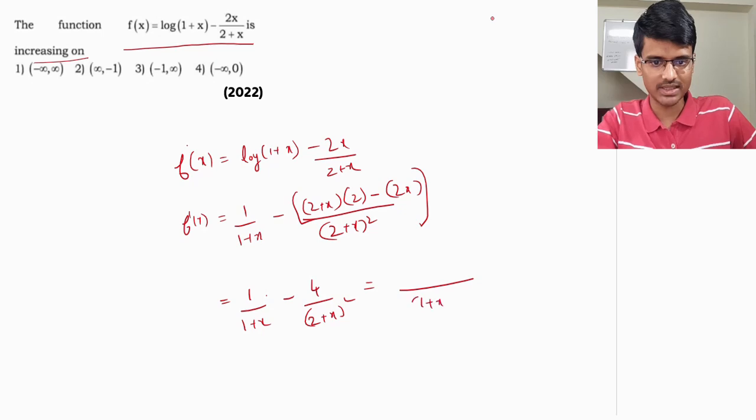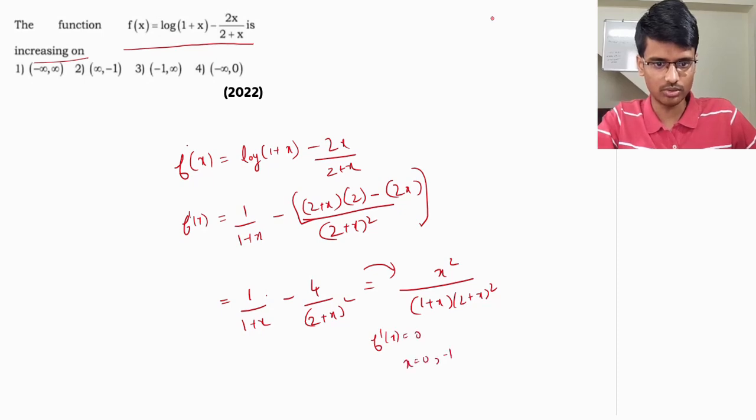On simplifying this, what do I get? x square by 1 plus x times 2 plus x whole square. You can simplify and check that out. So here f dash of x, I'll just equate this to 0. What do I get? x equal to 0, minus 1 and minus 2. Let me just plot on our number line: minus 2, minus 1, 0.